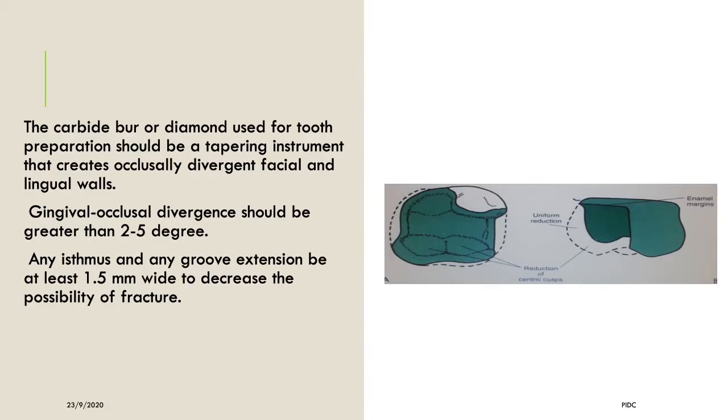The preparations can be done with a carbide burr or a diamond burr. Carbide burrs are good for dentin cutting, and diamond burrs are good for enamel cutting. There should be divergent facial and lingual walls. The gingival occlusal divergence should be greater than 2 to 5 degrees so that there won't be any undercuts. Any isthmus and any groove extension should be at least 1.5 mm wide to decrease the possibility of fracture.